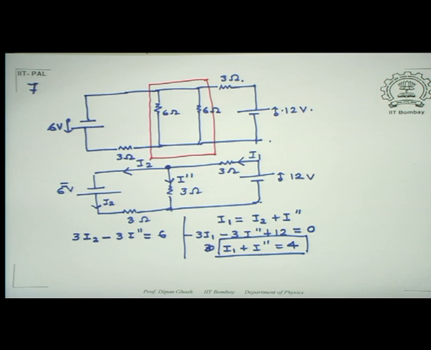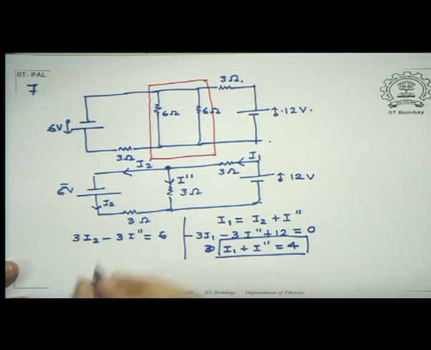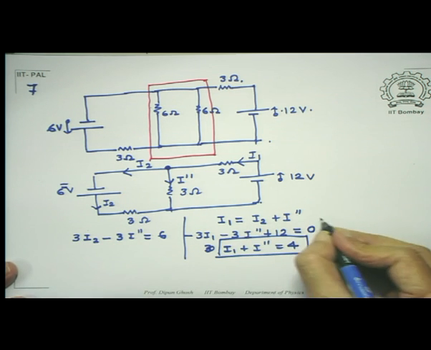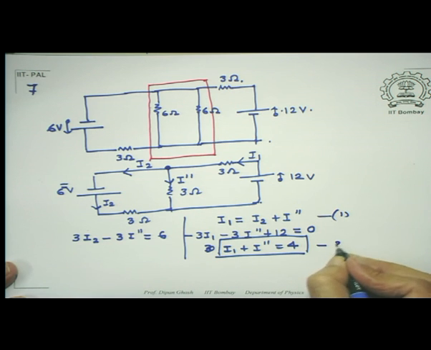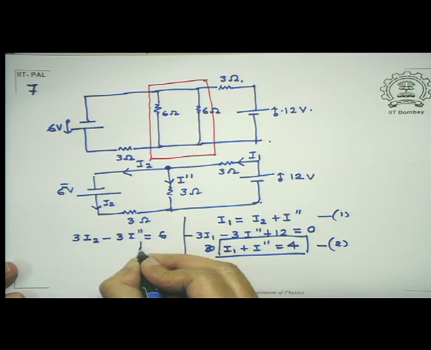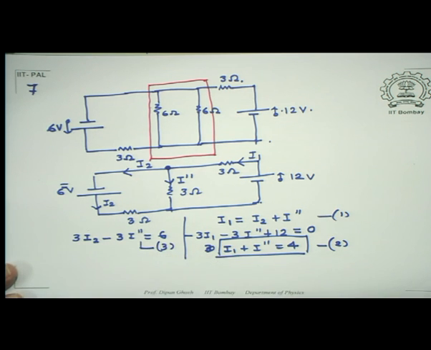Now having done that, what you will find is that your solutions will turn out to be, I am not solving these because they are trivial equations, and so this is equation number 1, this is equation number 2, this is equation number 3. What you get is I1 equal to 10 by 3 amperes, I2 equal to 8 by 3 amperes, and I double prime equal to 2 by 3 amperes.